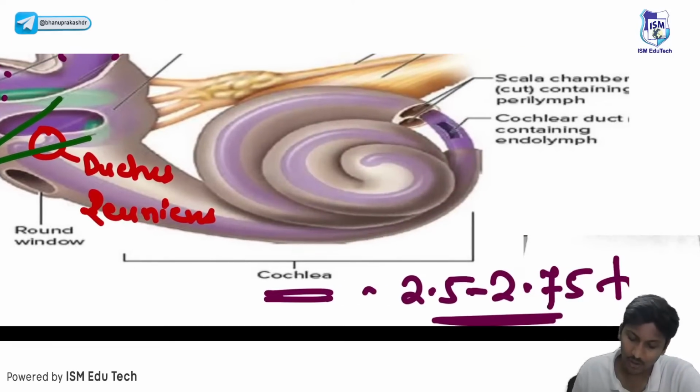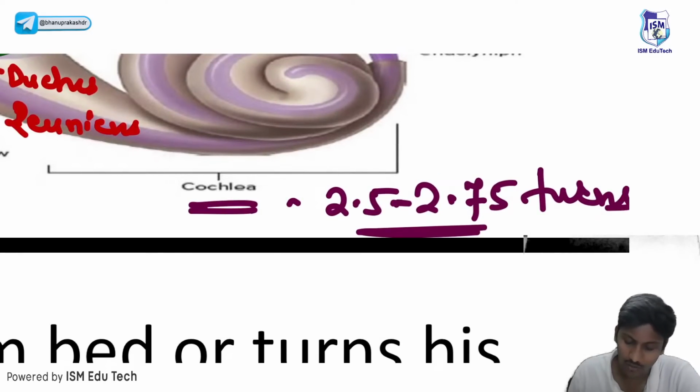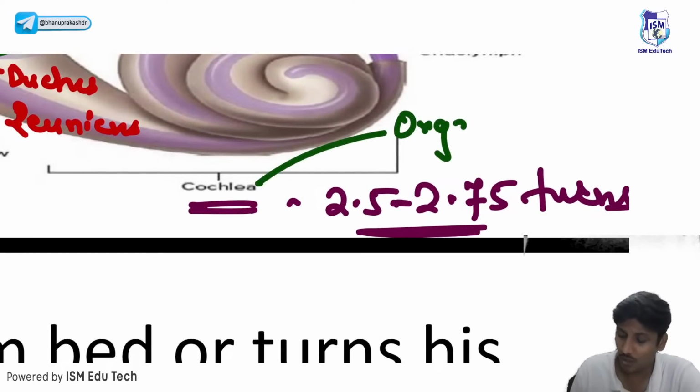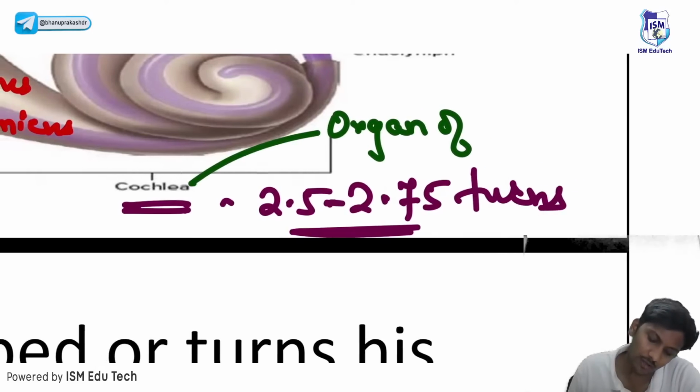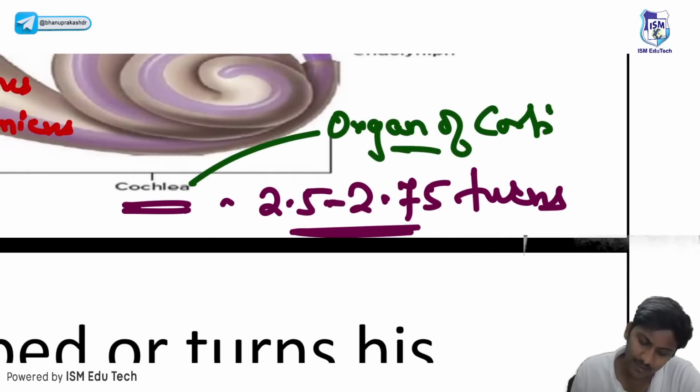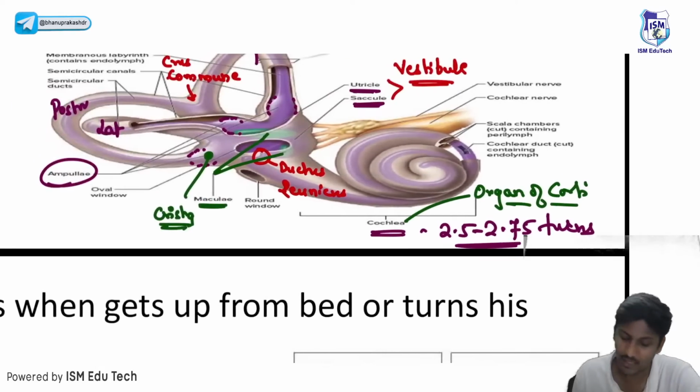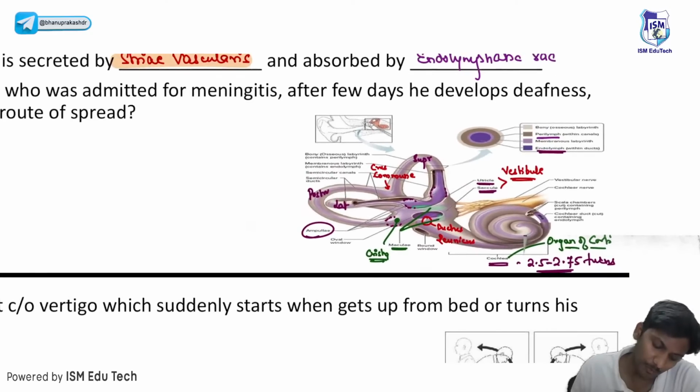And what is the sensory end organ of your cochlea? The sensory end organ of the cochlea is called the organ of Corti. That is basically responsible for hearing. No issues with this, anybody? So that's the important thing you need to remember.